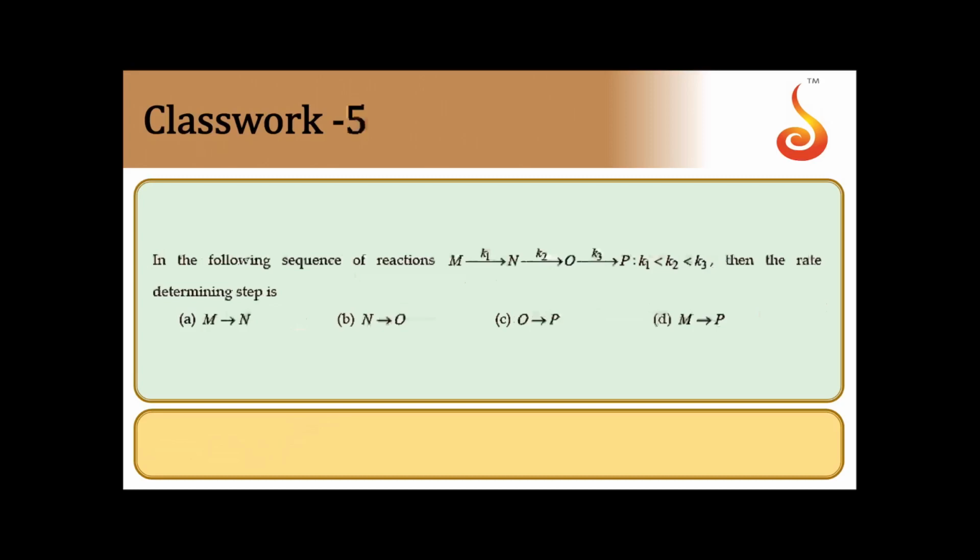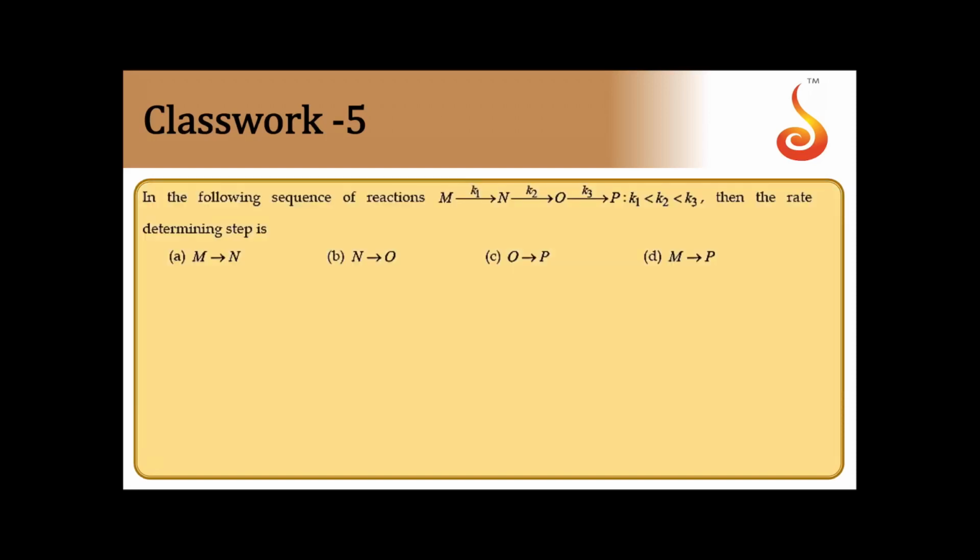In the following sequence of reactions, M giving rise to N, N to O, O to P, K1 is less than K2 is less than K3, then which is the rate determining step? The slowest step will be the RDS, and that stands for the lowest value of K. So the least value of K will be the RDS, that is, the rate determining step. Among them K1 is the least value. Therefore M to N itself is the RDS. Answer is A. So A is the answer.